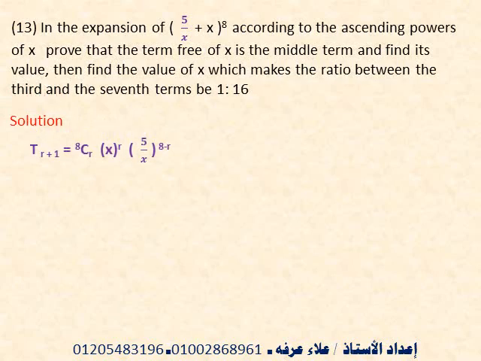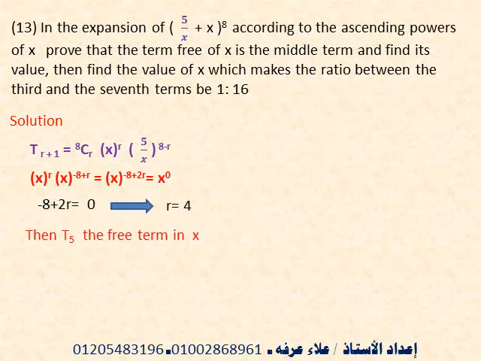The general term T(r+1) equals 8Cr x^r (5/x)^(8-r). Then x^r multiplied by x^(-(8-r)) equals x^(-8+2r), which equals x^0. Then -8+2r equals 0, so r equals 4. Then T5 is the term free of x.